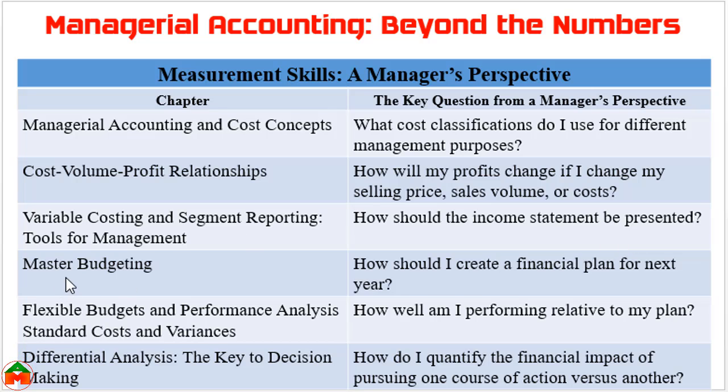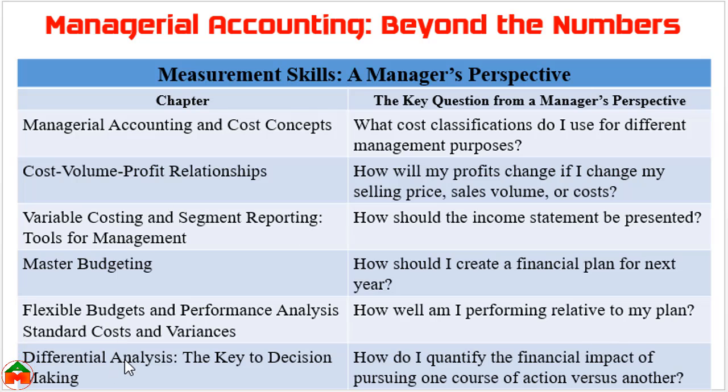And from the master budgeting chapter, we can learn the measurement skills by which we can answer how should I create a financial plan for the next year. That means from this chapter, master budgeting, you can prepare a financial plan for your organization. And from the chapters flexible budgets and performance analysis and standard cost and variances, from these two chapters you can learn the measurement skills by which you can answer how well am I performing relative to my plan.